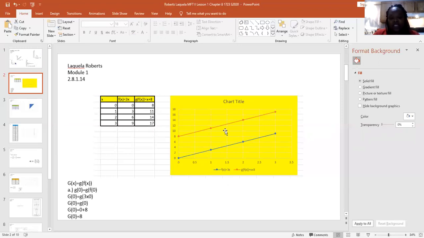So as you can see right here with our graphs, the graph is showing that that's what it is, because if you go right here at the x value of 2 and you go up, you see it's going up by 3: 1, 2, and 3. Okay, so that's that one.